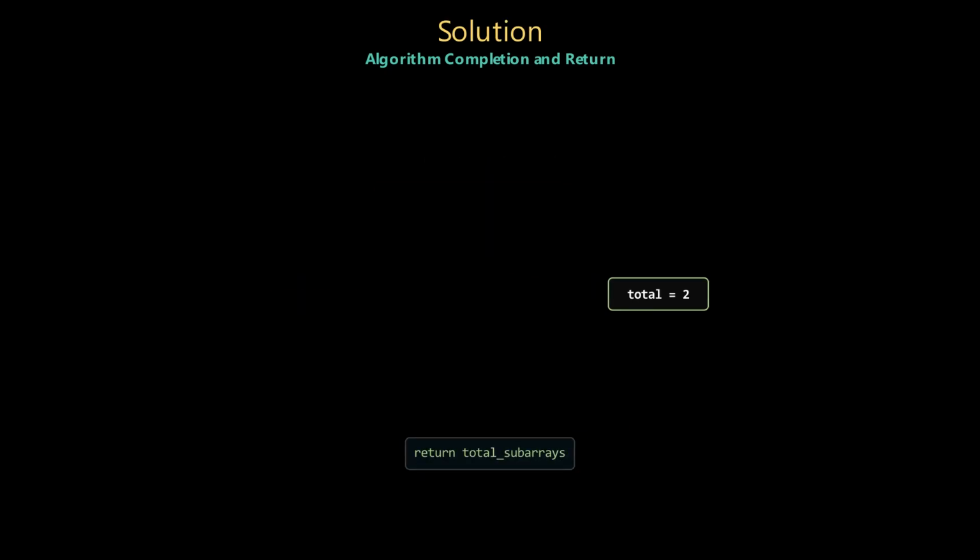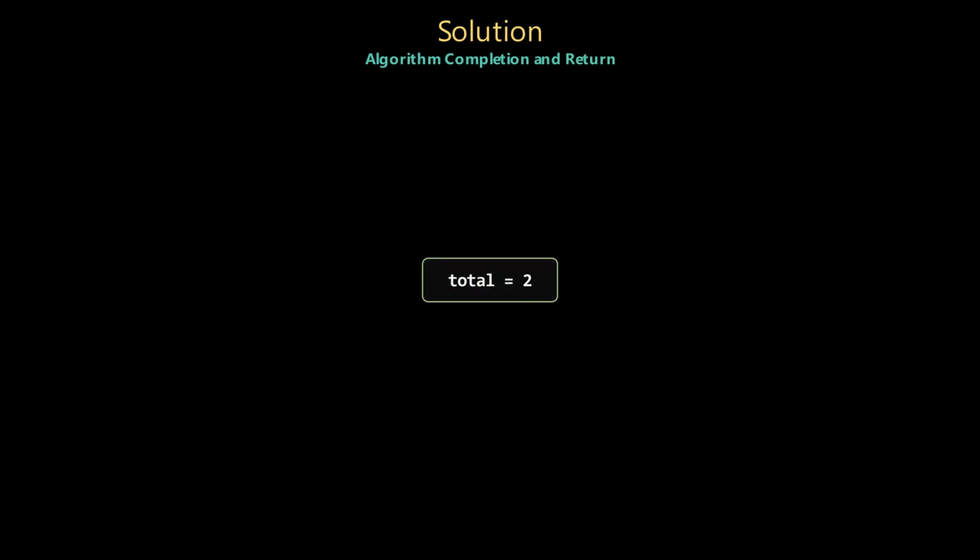With our array completely traversed, our loop terminates cleanly. We return our final verified count of 2 fixed-bound subarrays.